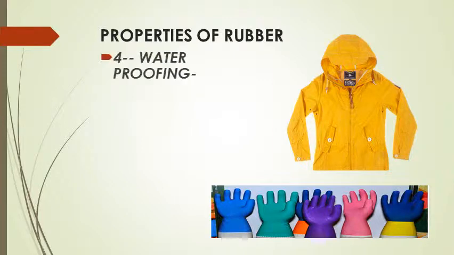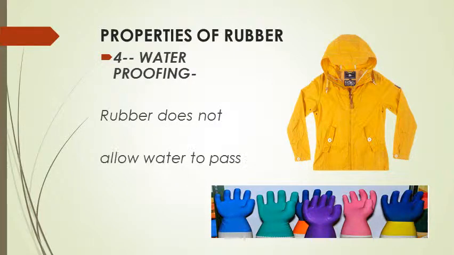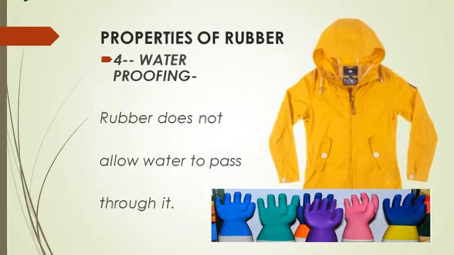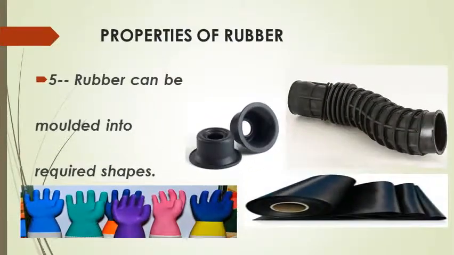4. Waterproofing. Rubber does not allow water to pass through it. Rubber resists water passing through it. 5. Rubber can be molded into any required shape.